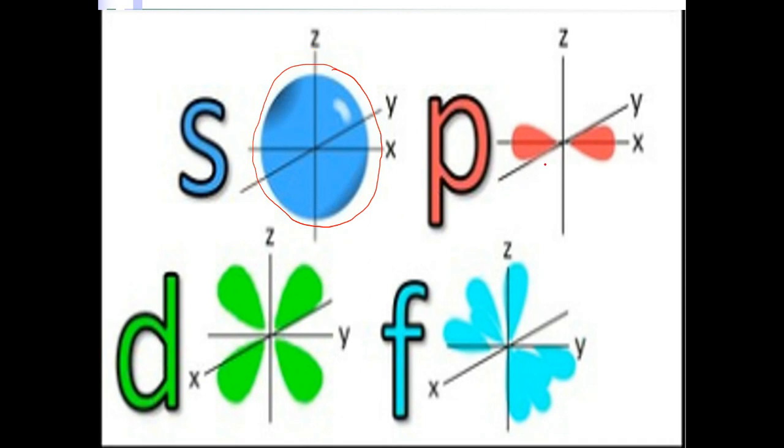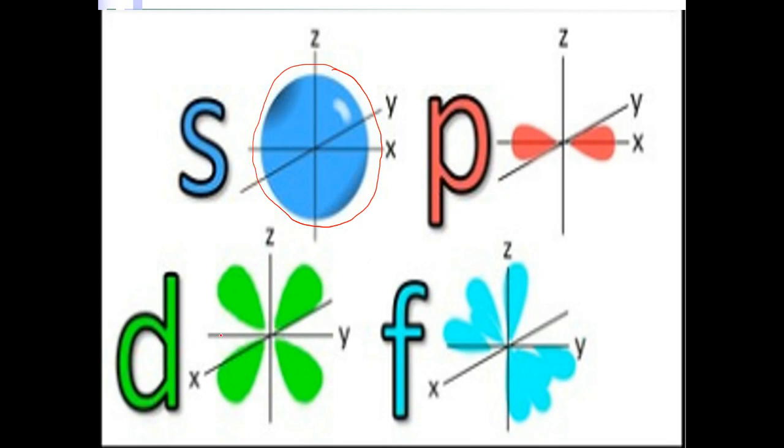Then we have the p orbital. Notice the p orbital sort of looks like a figure 8 here, and this is called the p sub x because notice it's on the x-axis. But I always remember the shape of the p orbital because to me it looks sort of like a peanut. So think about what a peanut would look like, and it would sort of look like a figure 8. So this is your p orbital. Remember, p for peanut.